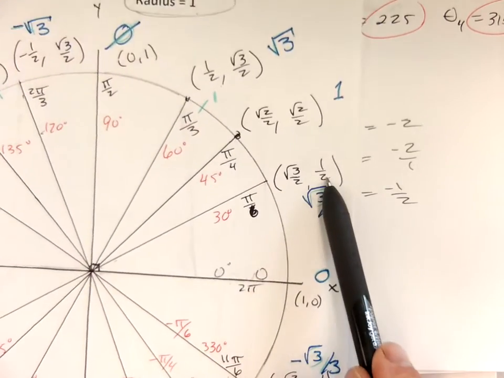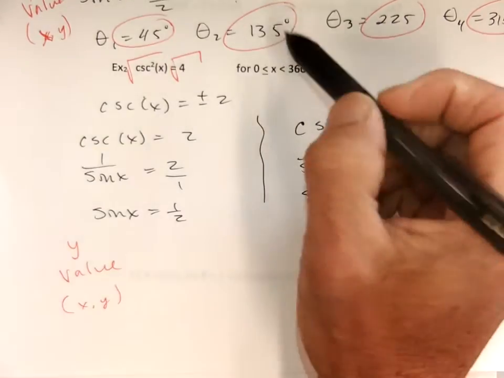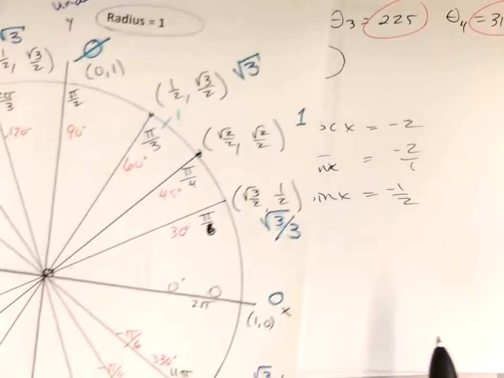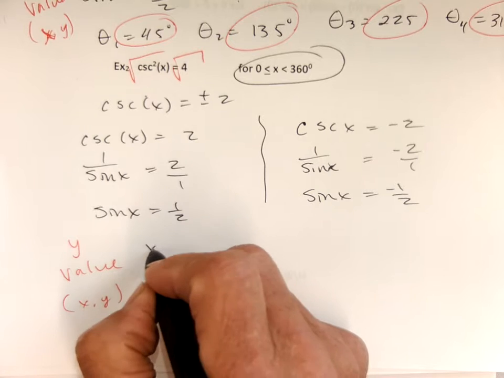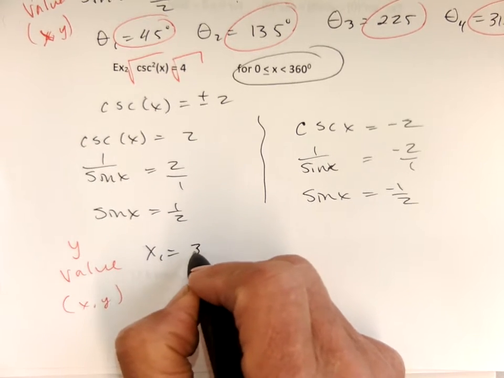1/2 is here. And I want it in degrees, right? So it's got to be 30 degrees. So angle 1, x1 is 30 degrees.